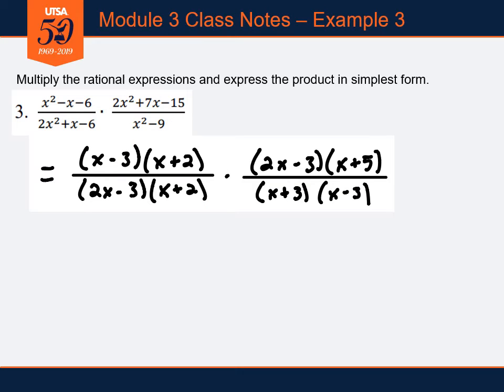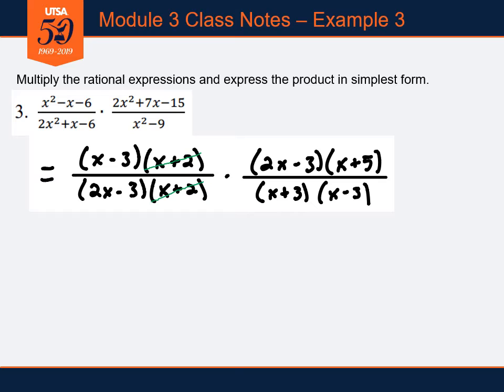But we've got x minus 3 times x plus 2 over 2x minus 3 times x plus 2 for the first fraction. In the second fraction, 2x minus 3 times x plus 5 over x plus 3 times x minus 3. And now we can think about multiplying straight across and canceling any common factors that we have in the numerator and denominator, like x plus 2 and x plus 2 in the numerator and denominator of the first fraction.